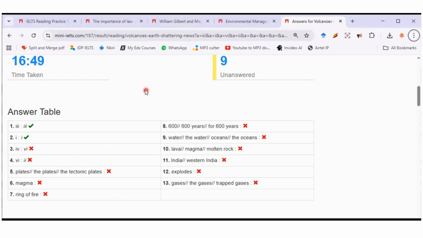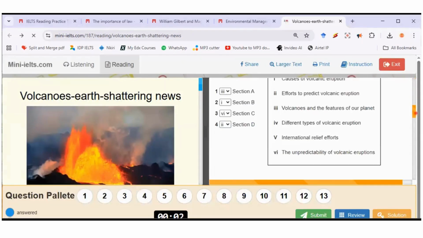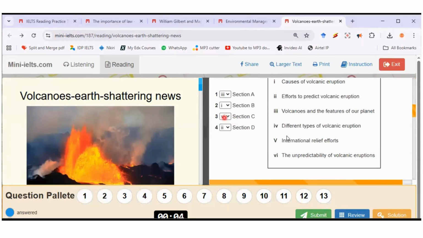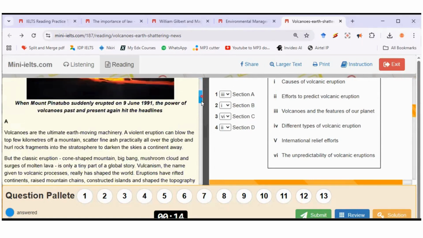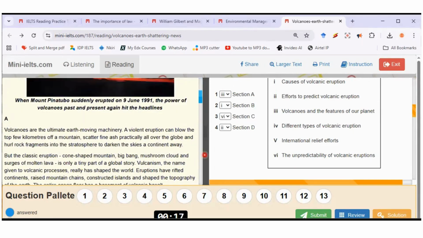So let's look at section C and section D. Let's see why section C should be statement number 4. Okay, I picked statement 6. Can you see I picked statement 6? And the passage is telling me that it should be statement number 4. The answer at the back of the book, unpredictability.